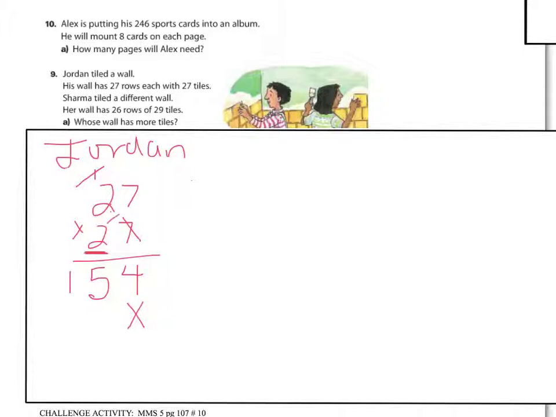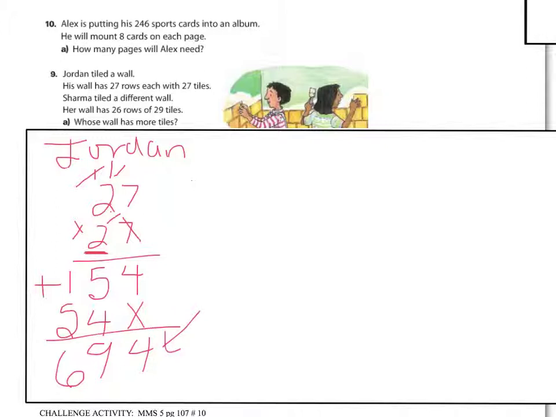2 times 7 there is, well, 14 still. Again, I'm going to have to carry another one. Okay, I guess I might not have had to cross that one off, but you never know if it's going to be the same number or not. Now I'm going to look at 2 times 2, which is 4, plus the 1, which makes that 5. So now I have to add those up. 4, 5 plus 4 is 9, 5 plus 1 is 6. So Jordan's wall used 694 tiles.